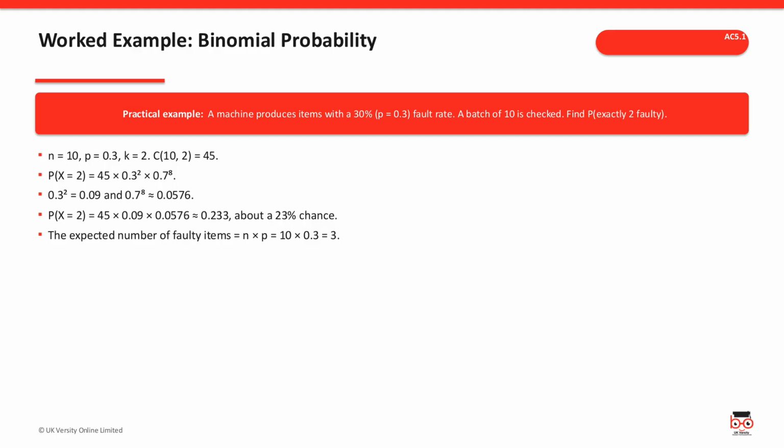45 times 0.09 times 0.0576, which comes to about 0.233, so roughly a 23% chance. And the expected number of faulty items is n times p, 10 times 0.3, which is 3.